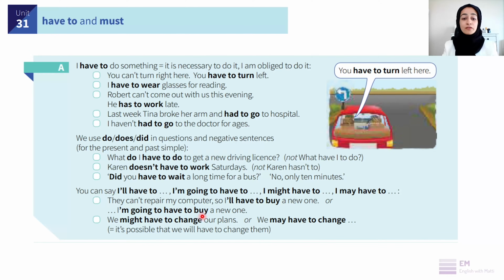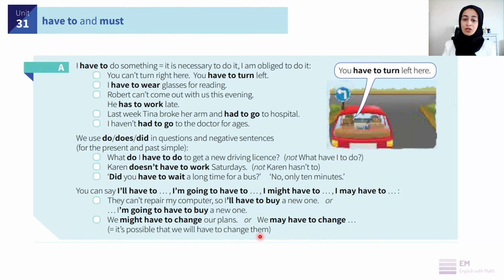یا I'm gonna have to buy a new car. یعنی من باید که بازم آینده چون میدونین که will و going to هر دو اشاره به آینده دارن. We might have to change our plans. ما ممکنه که مجبور بشیم برنامه‌هامون رو عوض کنیم. Or we may have to change. It's possible that we will have to change them.